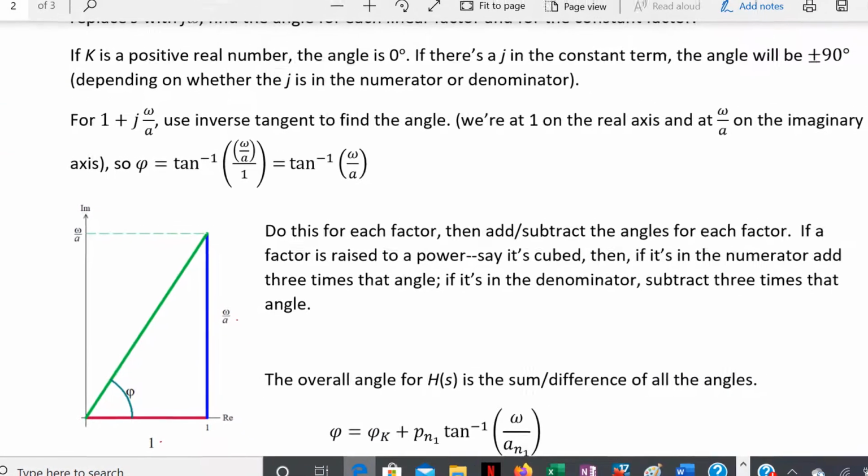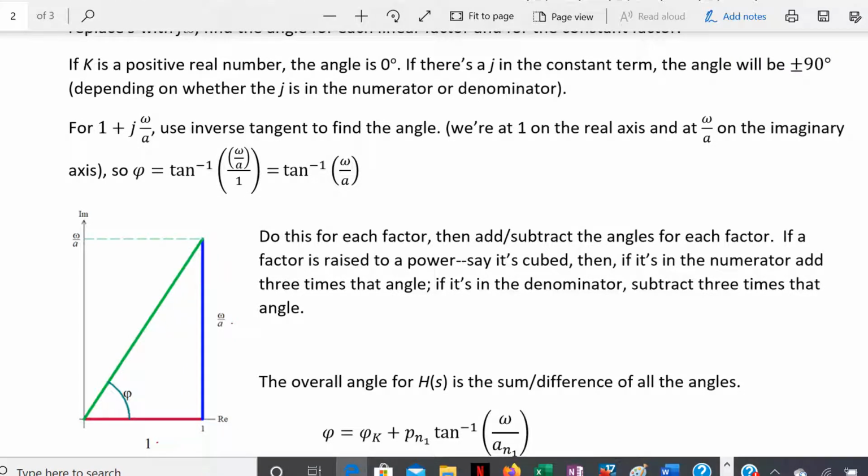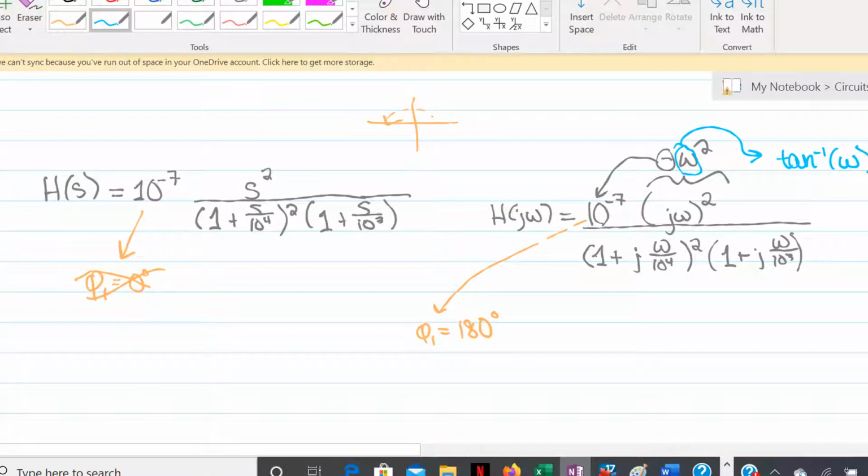And then here, it says we're doing this for each factor. We're going to add and subtract the angles for each factor. But if a factor is raised to a power, then we take that multiple of the angle. So here when I have omega squared, first I just find the angle for omega. And then if I have 2 of those factors, that basically means I have that angle twice in the numerator. I have it once for the first omega and then again for the second omega, and then I add those together, right? So for the whole term, if we include the squared, that's going to make it 2 inverse tangent of omega.